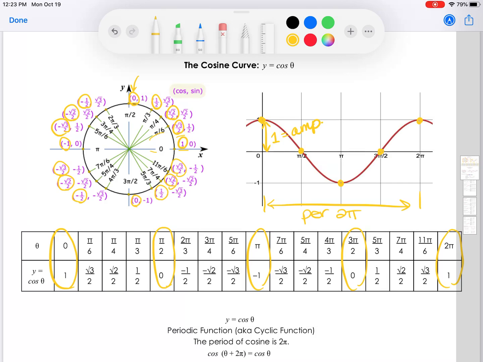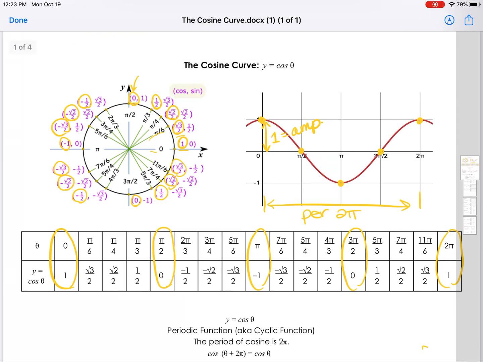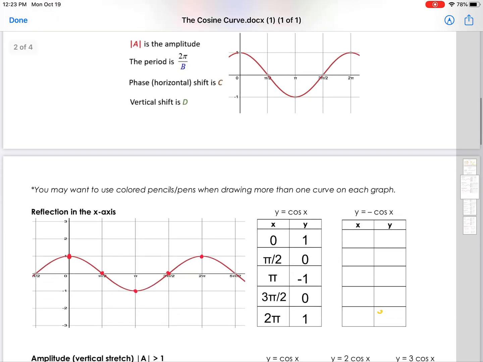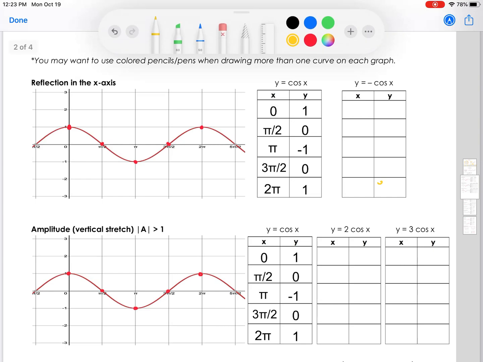Notice our amplitude on this one is just 1. And as long as we're starting up at the y-axis, we know that we haven't shifted to the left or to the right. All right, so the exact same rules apply. The amplitude is still the number we're multiplying cosine by. The period is still 2 pi divided by b. The horizontal shift is still from the inside, just backwards, remember, and the vertical shift is still d. Exactly the same rules as sine apply.